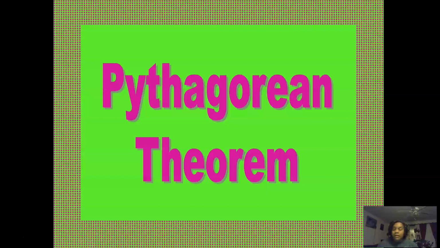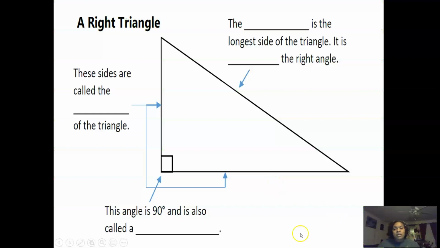Now moving on to the Pythagorean theorem. The Pythagorean theorem is about the right triangle. So let's discuss this right triangle. You have the hypotenuse, which is the longest side of the triangle. It is opposite the right angle. So anytime you see a right angle and you cannot tell where the hypotenuse or the longest side is, it's the side that's opposite of it.